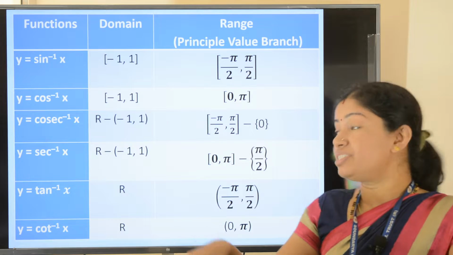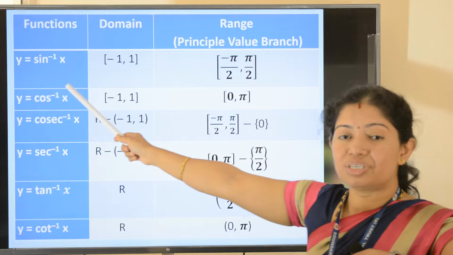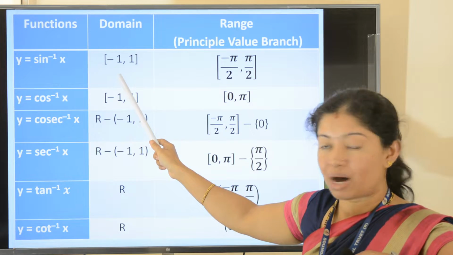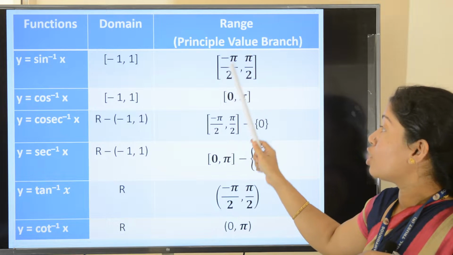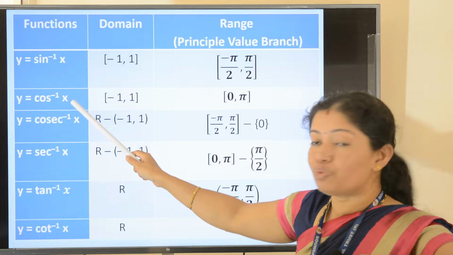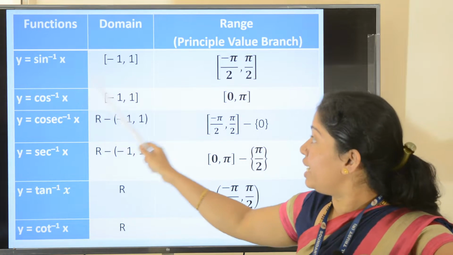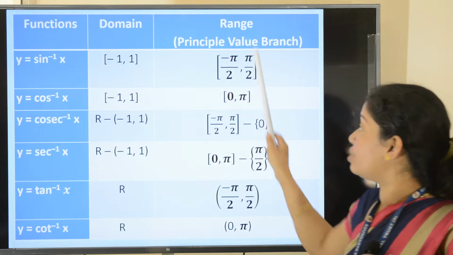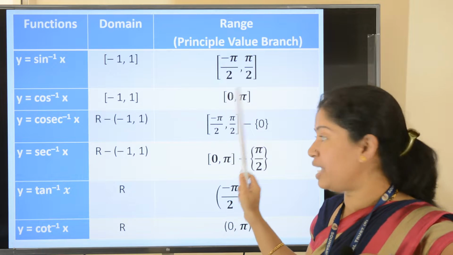So if you see in this table, first one, sine inverse of x. Its domain is closed interval minus 1 comma 1 and its range is closed interval minus pi by 2 to pi by 2. Second one, cos inverse of x. Its domain is closed interval minus 1 comma 1 and its range is closed interval 0 to pi.